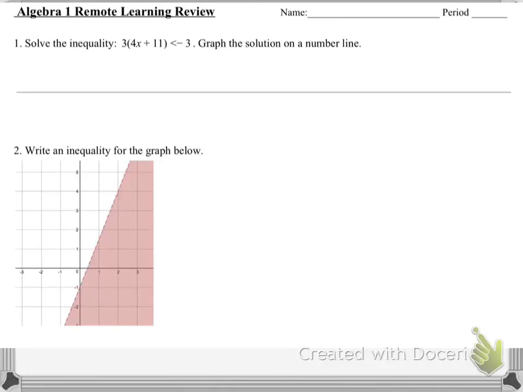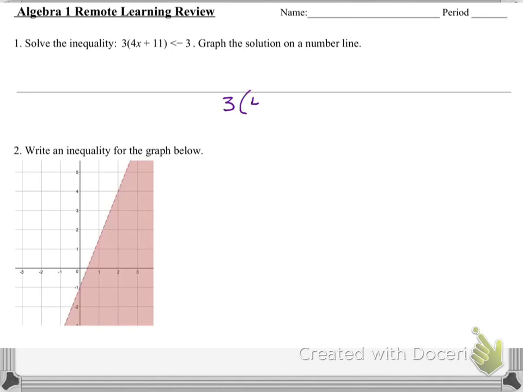I'm going to work through your final review with you. On number 1, let's solve for x. Some people like to keep the inequality symbol in the problem the whole time. I'm going to rewrite the problem just with an equal sign instead.